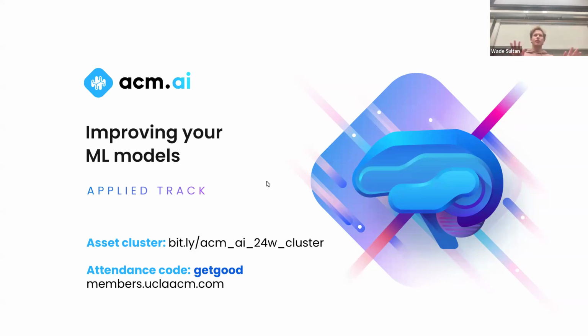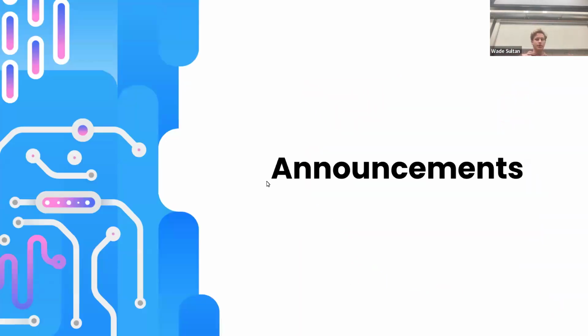so we're just gonna be talking about various techniques that you can use to improve your ML models, some regularization techniques and whatnot. So first, some announcements.